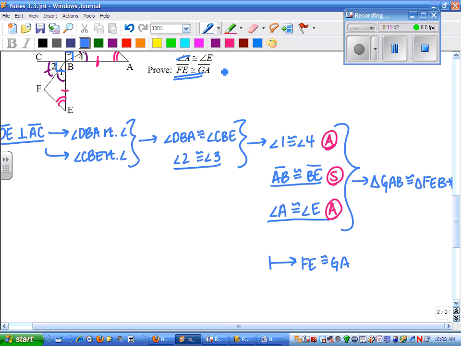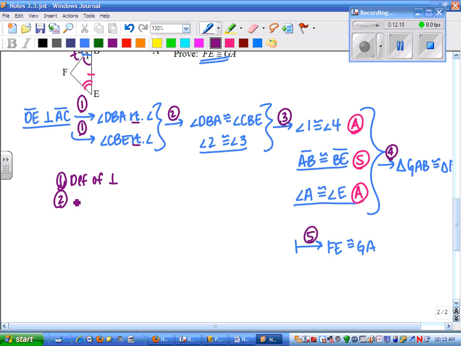Go ahead and number them. So this is the same reason, I'm going to put 1 twice. We have 2, 3, 4, and last one is 5. Okay, going through my reasons. How do I know that perpendicular makes right angles? Because I know the definition of a perpendicular line. Step 2, how do I go from right angles to them being congruent? It's not definition of right angle, it's all right angles are congruent. So 2 is all right angles are congruent.